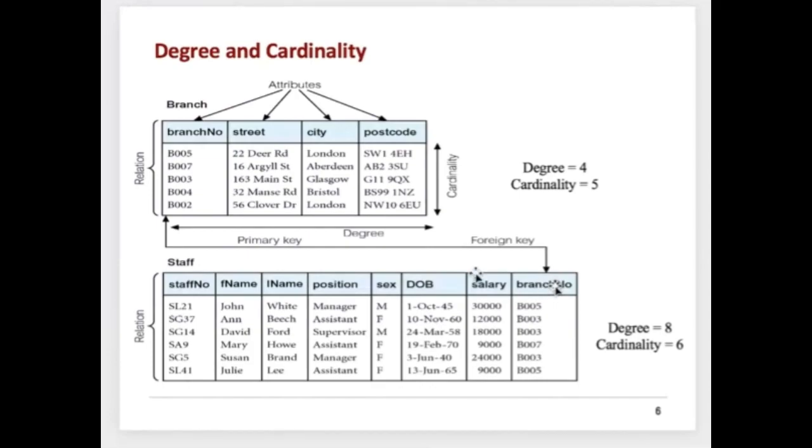Okay. So first of all, we want to calculate the degree and the cardinality of our first table, branch. What is degree of branch? What do we mean by degree? Degree is the number of attributes or number of columns. How many attributes do we have? How many columns do we have here in the first table?